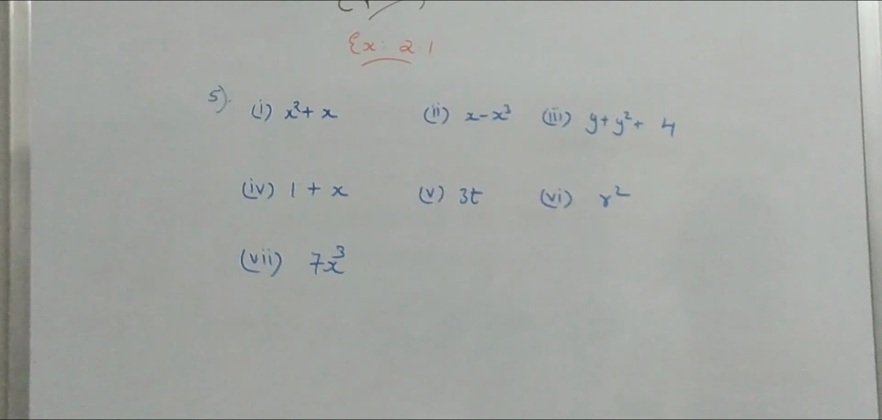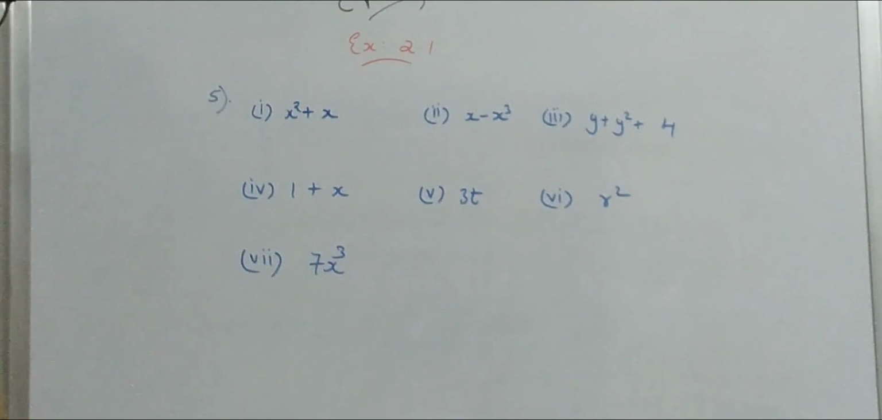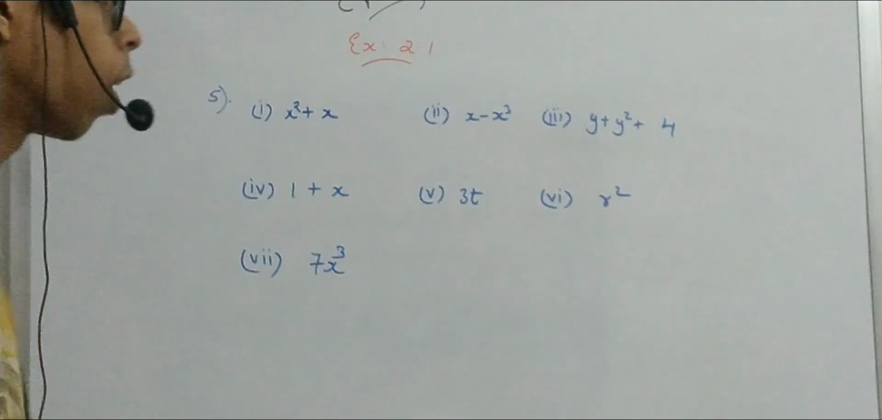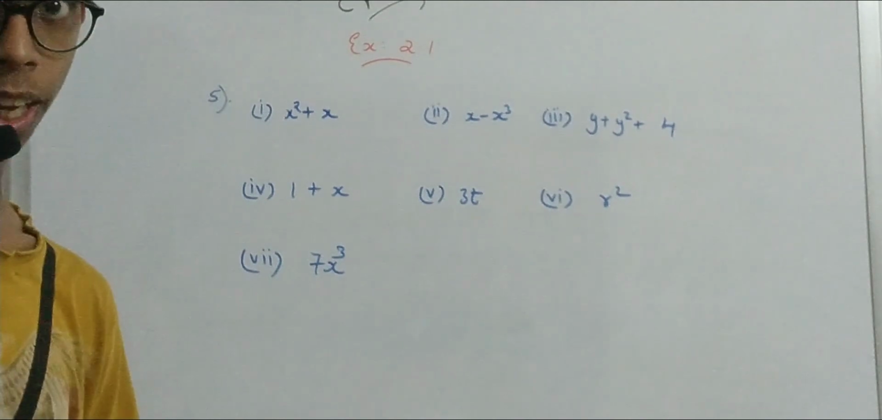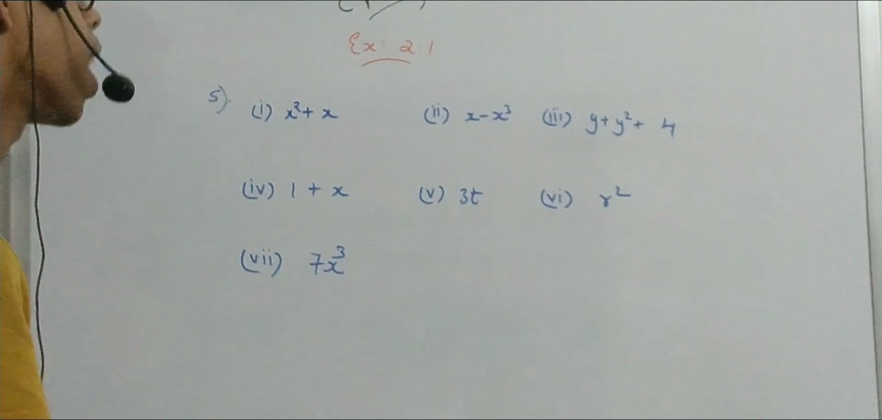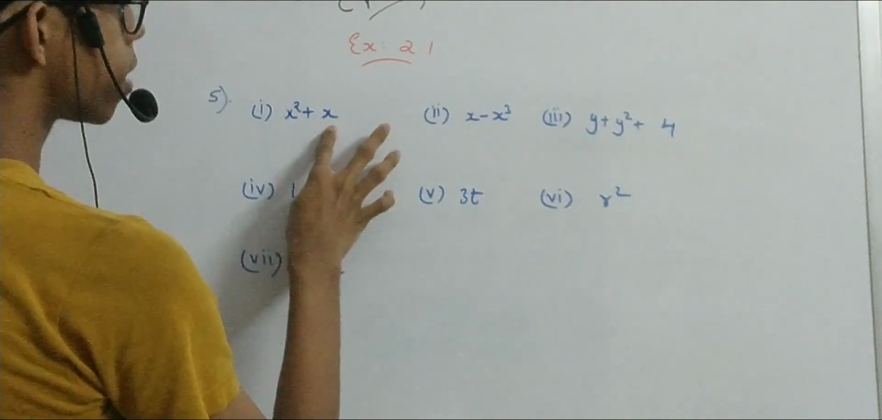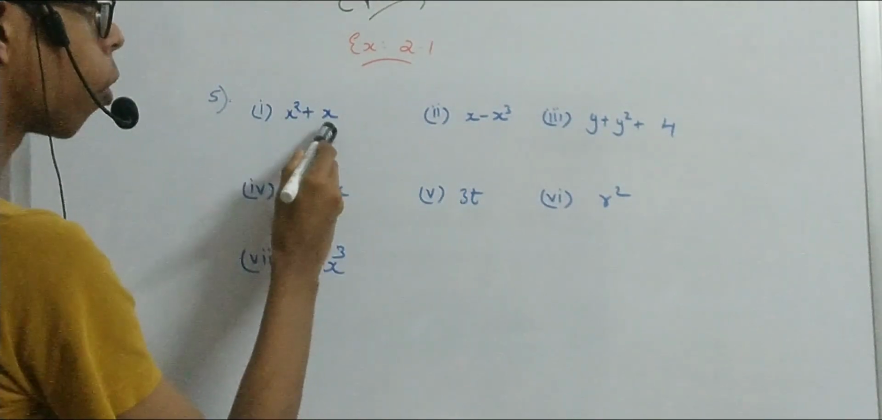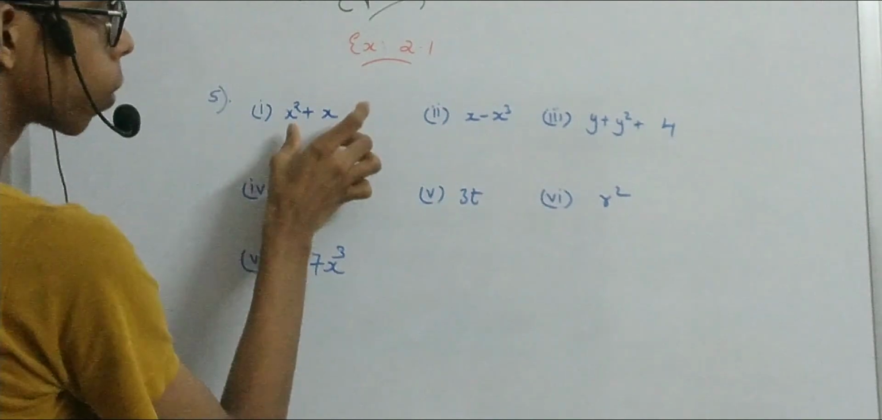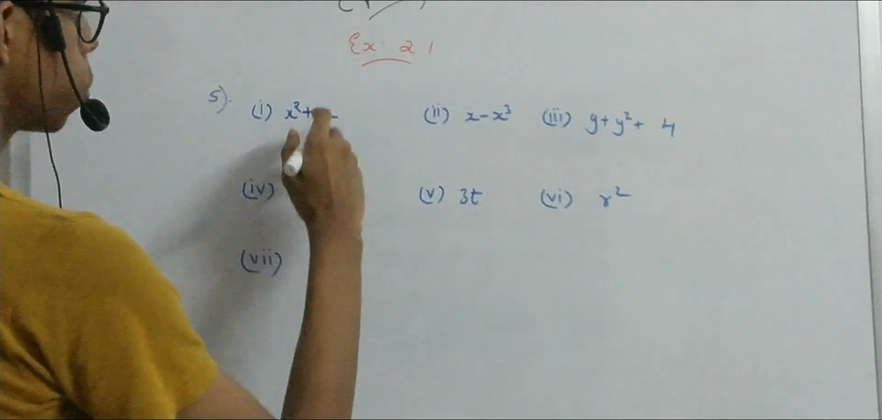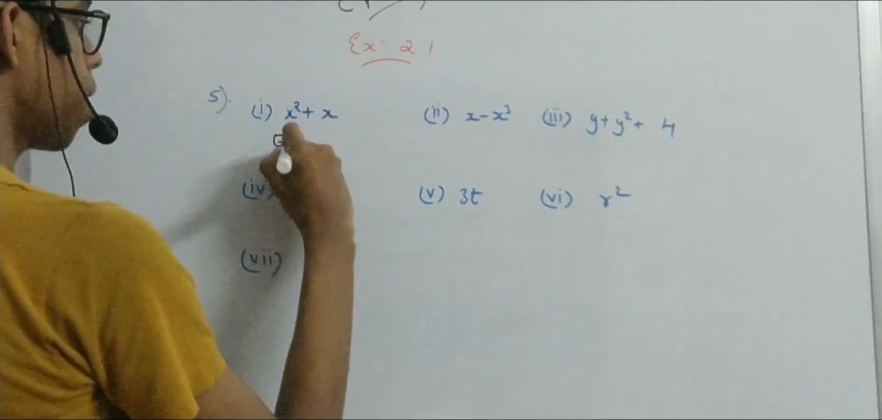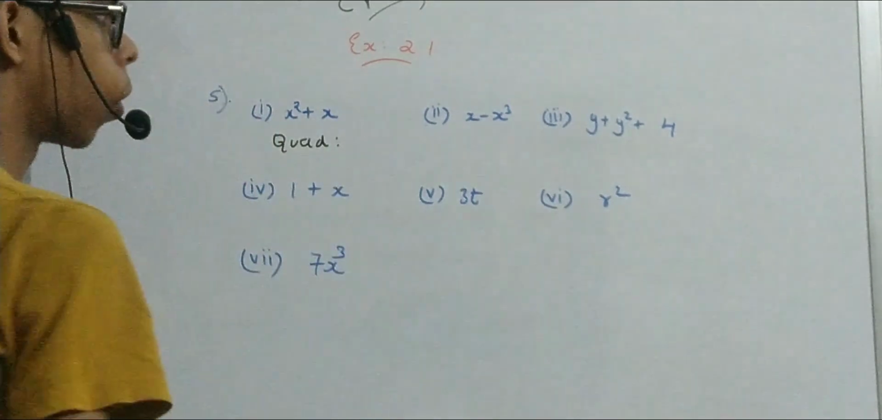Now let us move on to the fifth question. The question is, classify the following as linear, quadratic and cubic. We know that a linear polynomial is a polynomial which has degree 1, quadratic is a polynomial having degree 2, and cubic polynomial is a polynomial having degree 3. Let's see our first one, x square plus x. The degree of this polynomial is what? 2. You should look at the highest power. So our first one, x square plus x, is a quadratic polynomial.